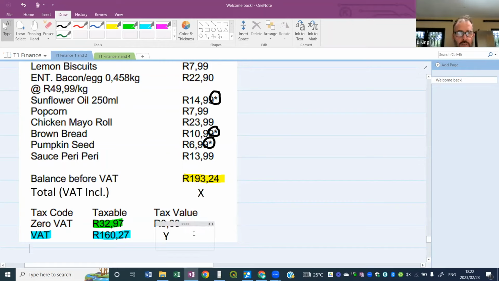But I want you guys to please work out what is the tax value. So the VAT value here at Y. Okay. So you see I've got a Y there. I want you to work out how much VAT we need to pay on 160 Rand 27. Just 160 Rand 27. That's going to give us a value for Y. And I'll tell you what we do with it next. So I need you guys to work that out for me. What is VAT on 160 Rand and 27 cents?